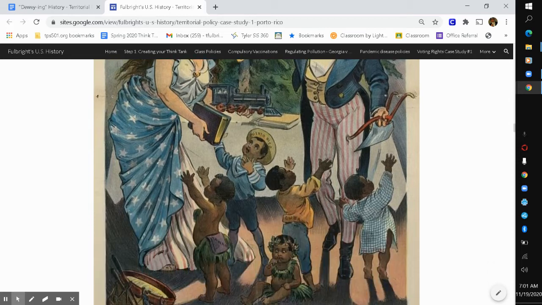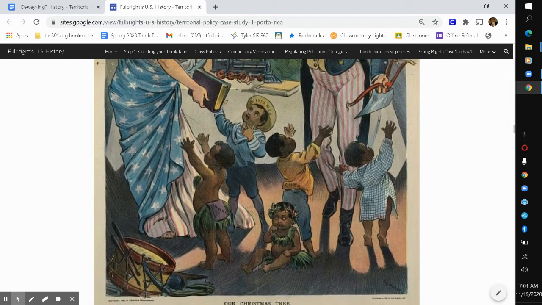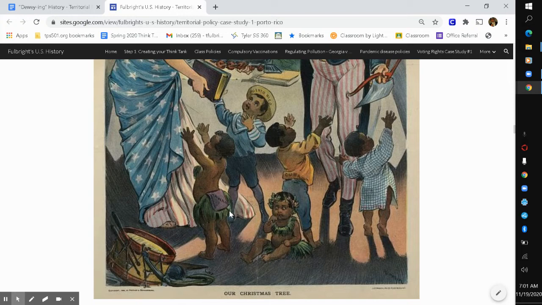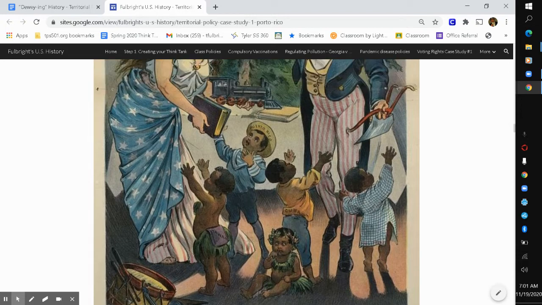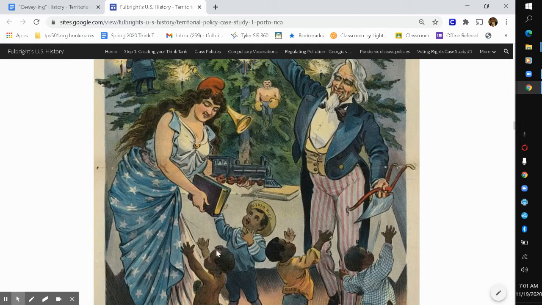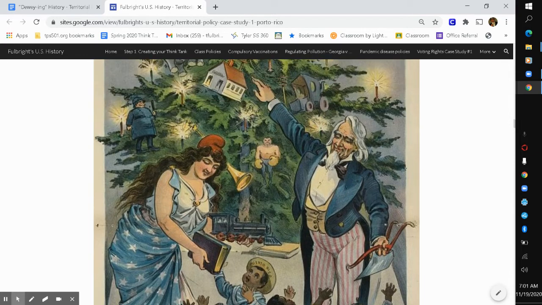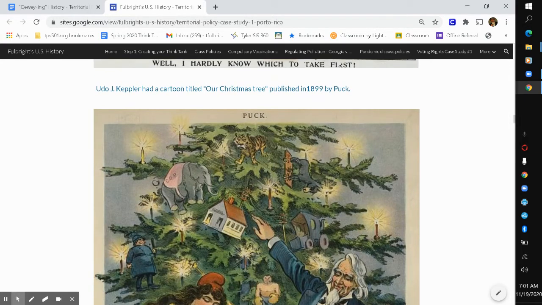Who are they handing all of these gifts to? What are the names of these children? Hawaii, Puerto Rico, Cuba. These territories? I don't know if it's the Philippines. So what are the United States giving these territories? These, quote, gifts?